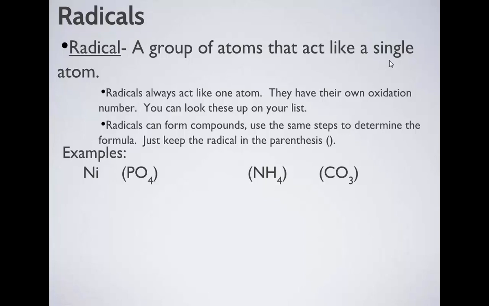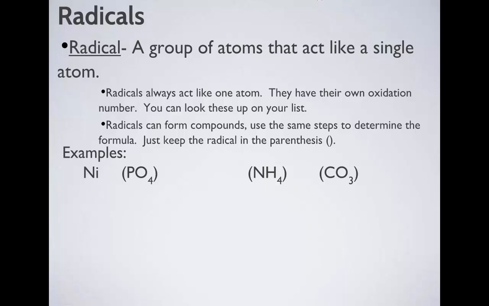Usually when we're putting them in a compound with another element, we keep them in parentheses to symbolize that they sort of act as one unit. So as an example, let's look at this first one here. We have nickel. And what is PO4? Phosphate. It's on the radical chart, and so you could find it there.